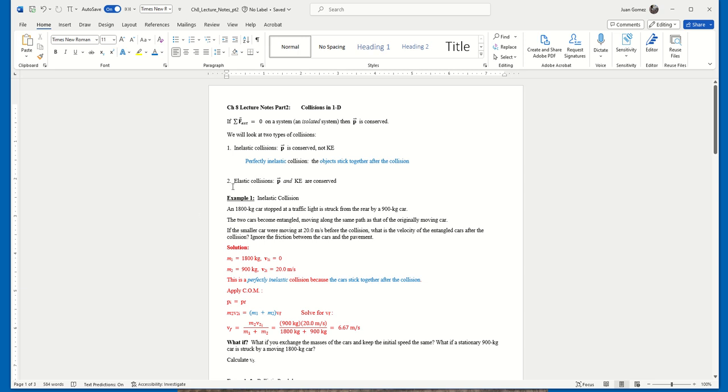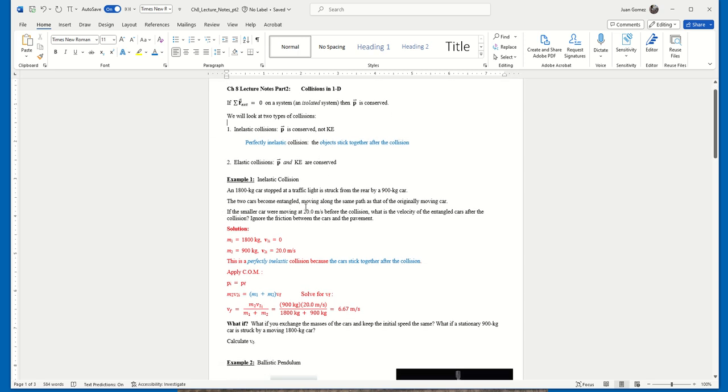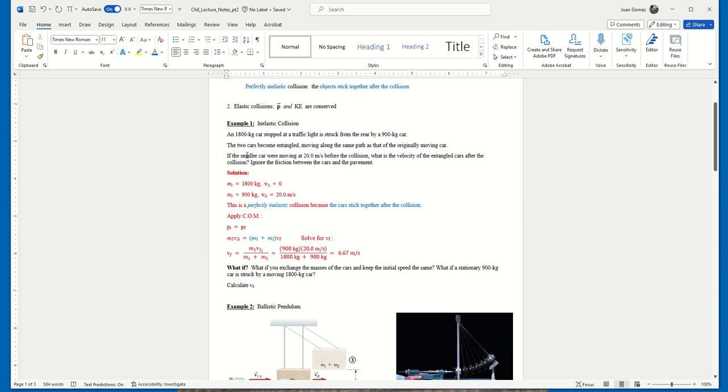Now, an elastic collision is one where momentum and kinetic energy are conserved. Those tend to be somewhat more rare than inelastic, but those are the two. So in an inelastic collision, momentum's conserved but not the kinetic energy. In a perfectly inelastic collision, the objects stick together after the collision. In an elastic collision, the momentum and kinetic energy are conserved. Well, let's do inelastic first. Look at example 1.